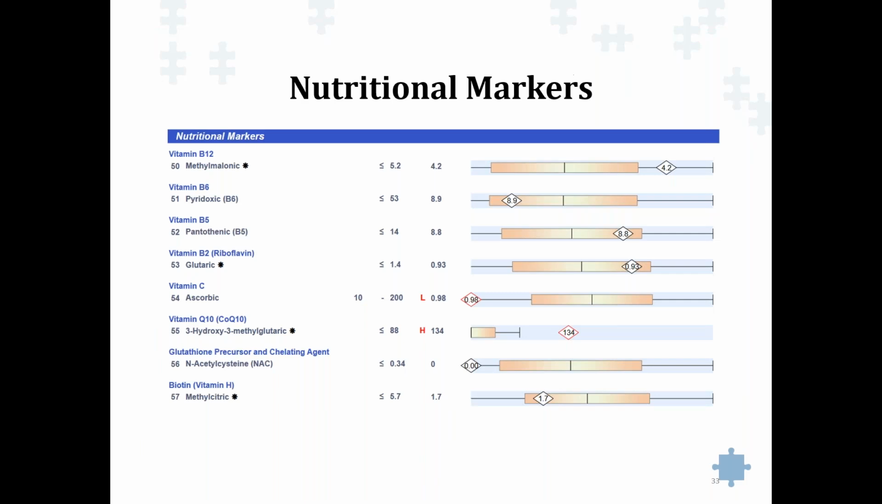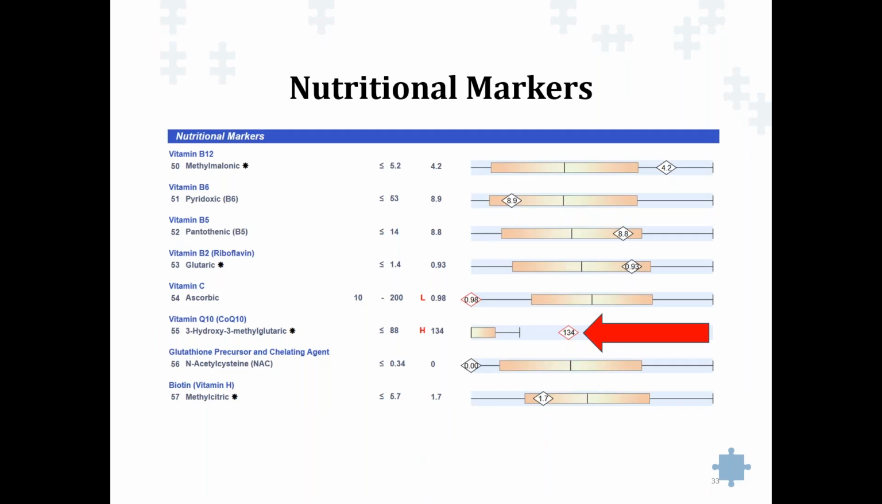Under the nutritional marker section, we can see a few things out of balance. The main one I want to focus on is marker 55, the 3-hydroxy-3-methylglutaric. Now, remember on the organic acid test from Mosaic, a marker that has an asterisk next to it, so that would be 50, 53, 55, and 57, when those markers are high, it indicates a deficiency of its respective nutrient. So in this particular case, 3-hydroxy-3-methylglutaric elevations indicate a CoQ10 deficiency.